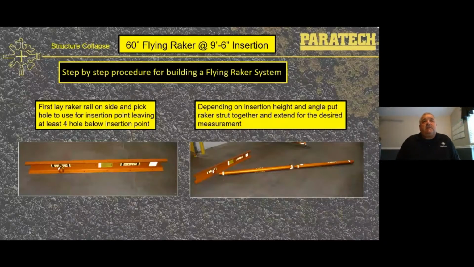This time we've got a 60-degree flying raker at 9-foot 6 insertion. This is a step-by-step procedure for building a flying raker system. First, lay the raker rail on its side and pick the hole you need to use for the insertion point, leaving at least 4 holes below the insertion point. Depending on the insertion height and the angle, put the raker together and extend for the desired measurement or the desired length.